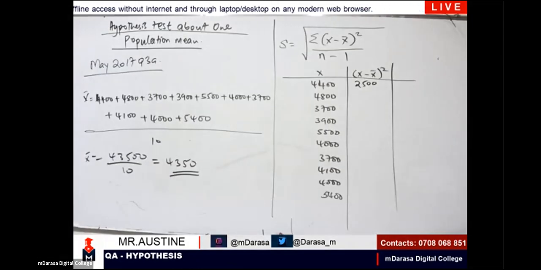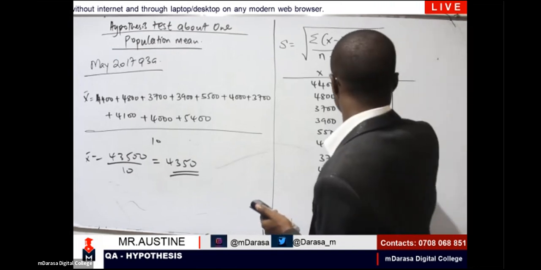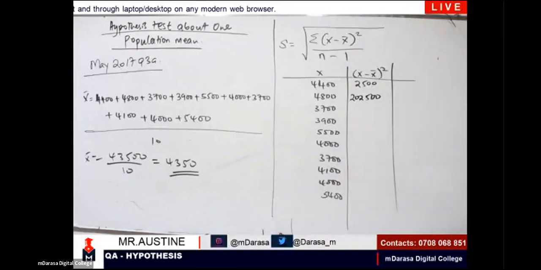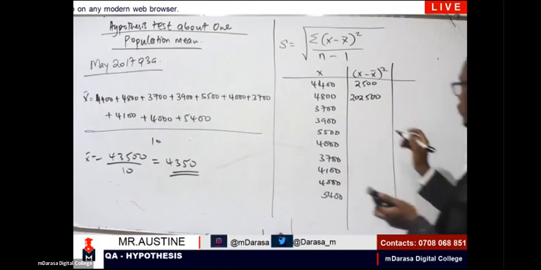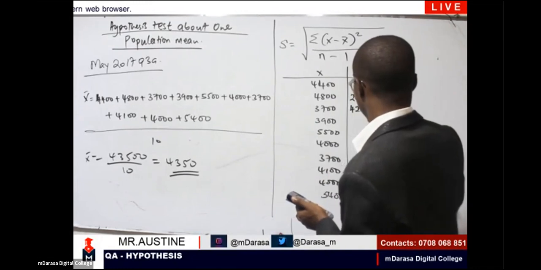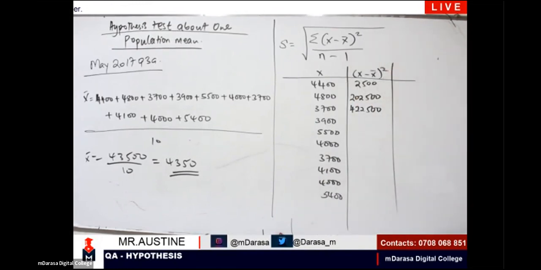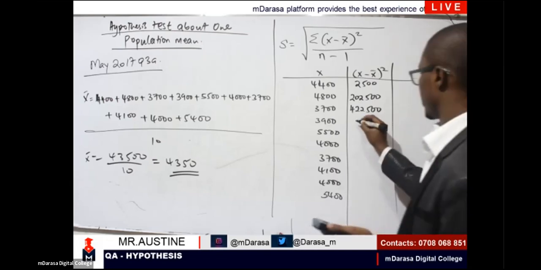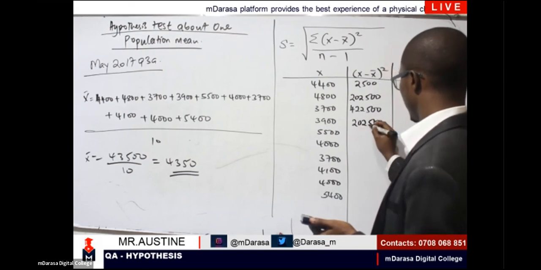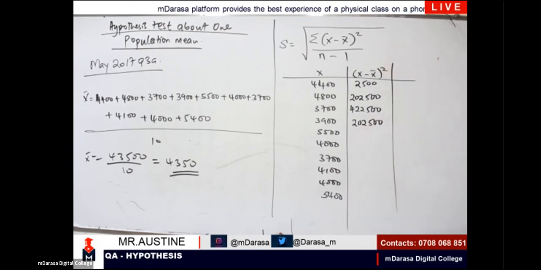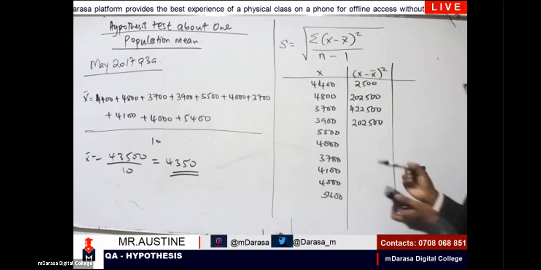(4800 minus 4350) squared, I get 202,500. Next, (3700 minus 4350) squared, I get 422,500. Next, (3900 minus 4350) squared, I get 202,500. Then (5500 minus 4350) squared, I get 1,322,500.